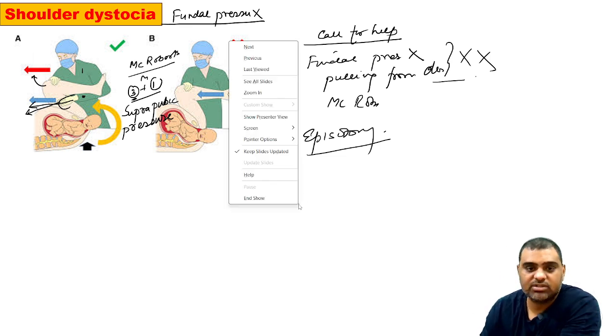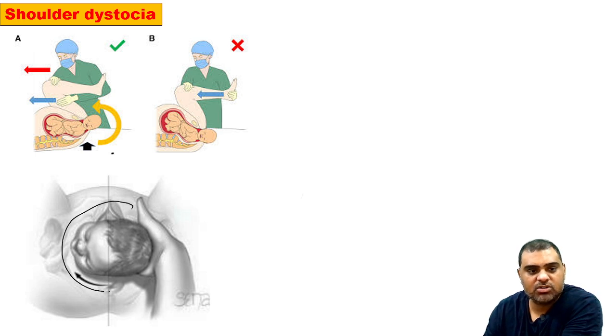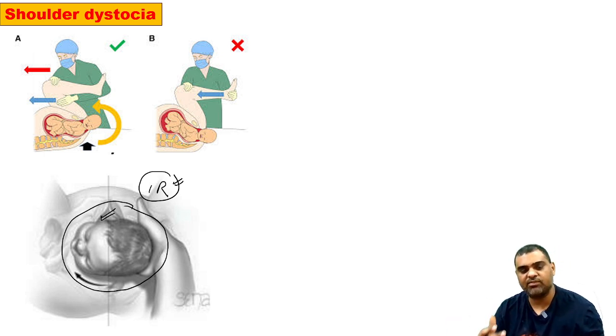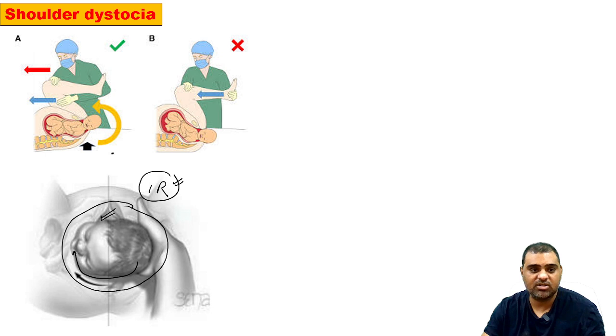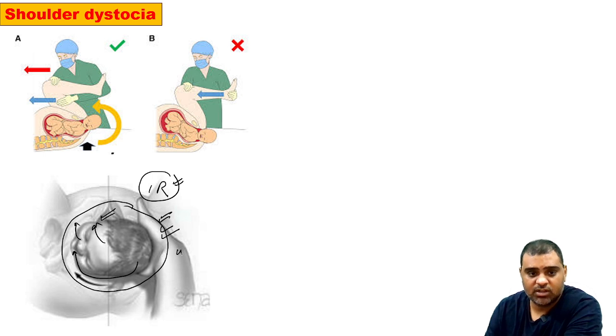Okay, so this is what you have to understand. This is what is called Woodcock's screw maneuver. This is a kind of internal rotation maneuver. You have to rotate the baby not from the head or the neck, but by the shoulder. You have to grasp the shoulder and rotate. You generally give episiotomy, put your hand inside, and rotate the baby in this direction. If they show you this, this is the Wood's corkscrew maneuver. It involves internal rotation.